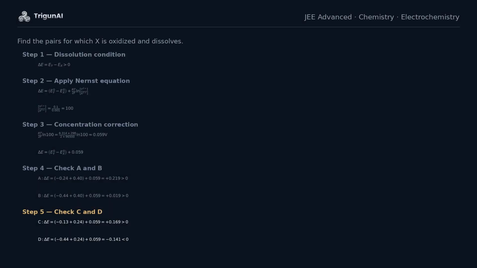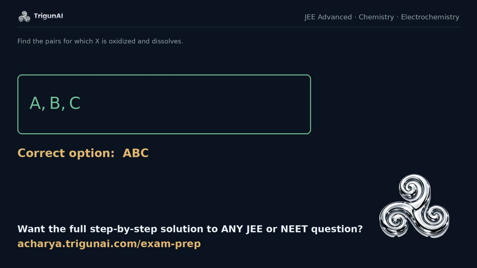For option C, nickel is X and lead is Y, so the value is positive and nickel dissolves. For option D, nickel is X and iron is Y, but the value is negative, so nickel will not dissolve. Therefore, the correct combinations are A, B, and C.